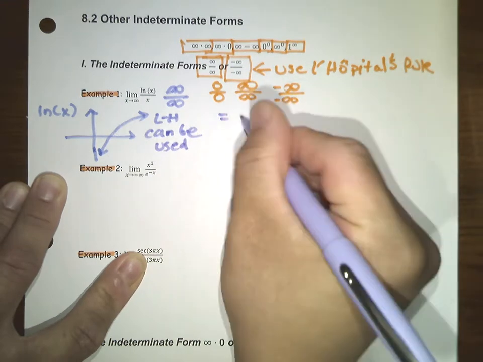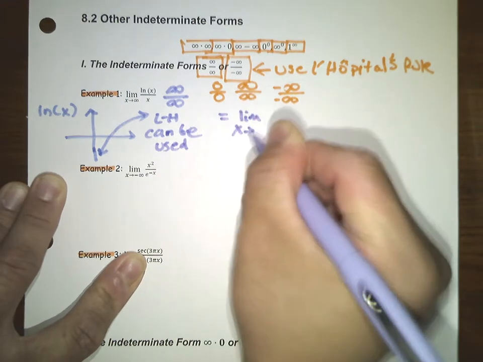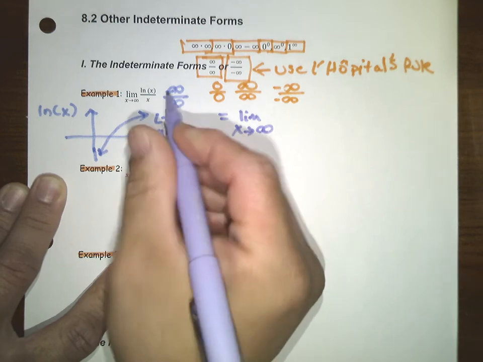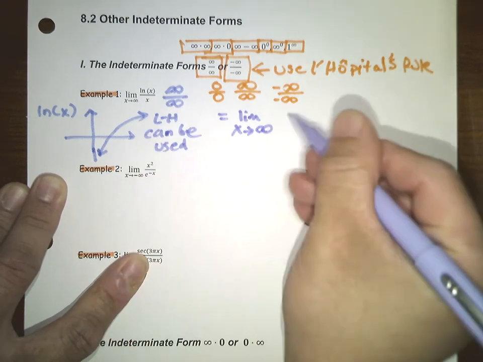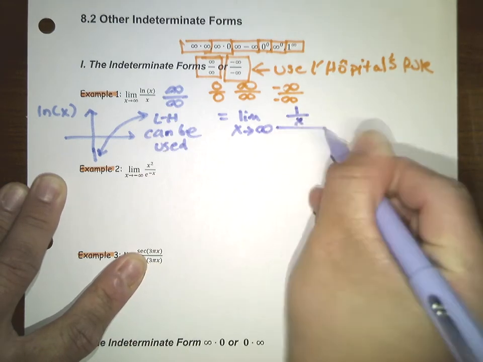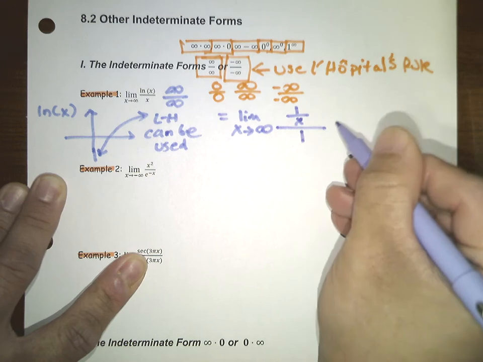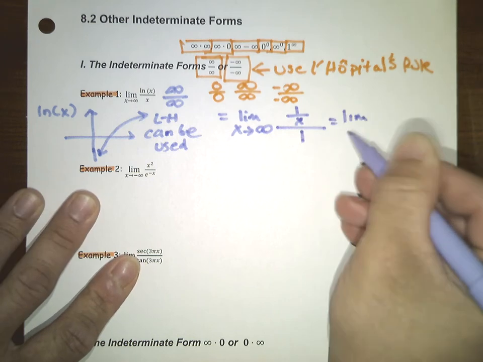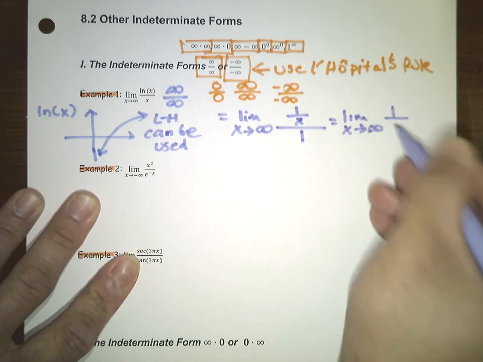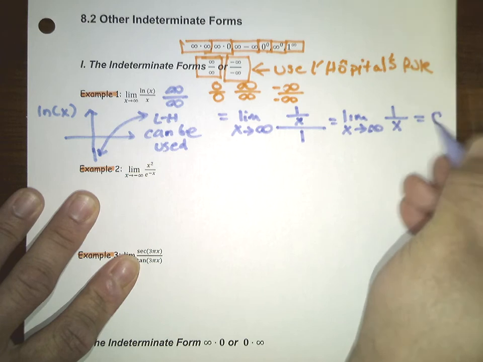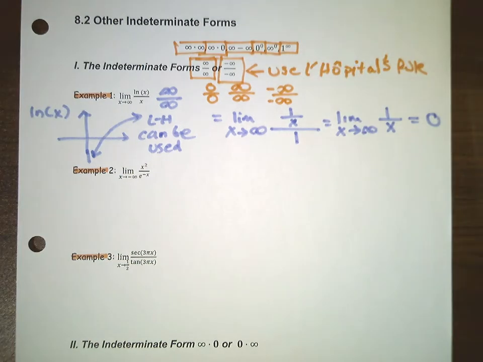So now let's apply it. The limit as x approaches infinity of the derivative of natural log of x, which is 1 over x, over the derivative of x, which is 1. Then the limit as x approaches infinity of 1 over x is 0. All right, so that is the first one. Hopefully that makes sense of how L'Hopital's rule can be used in this case.